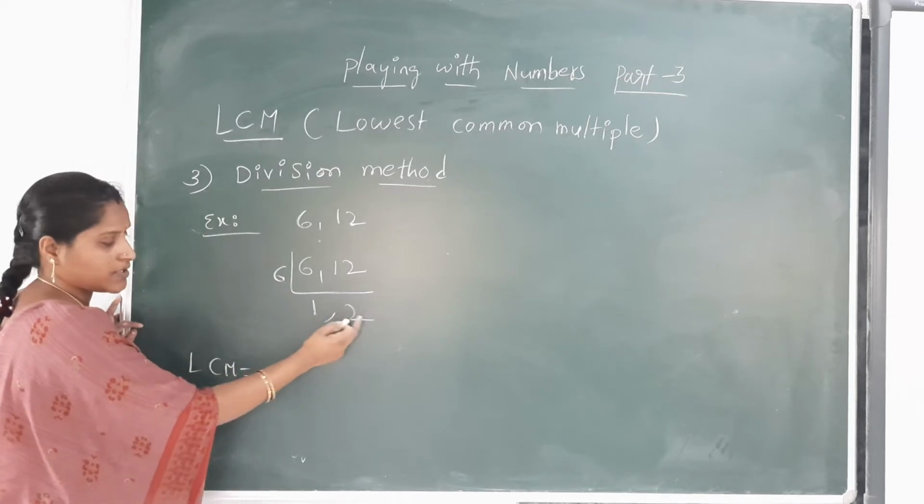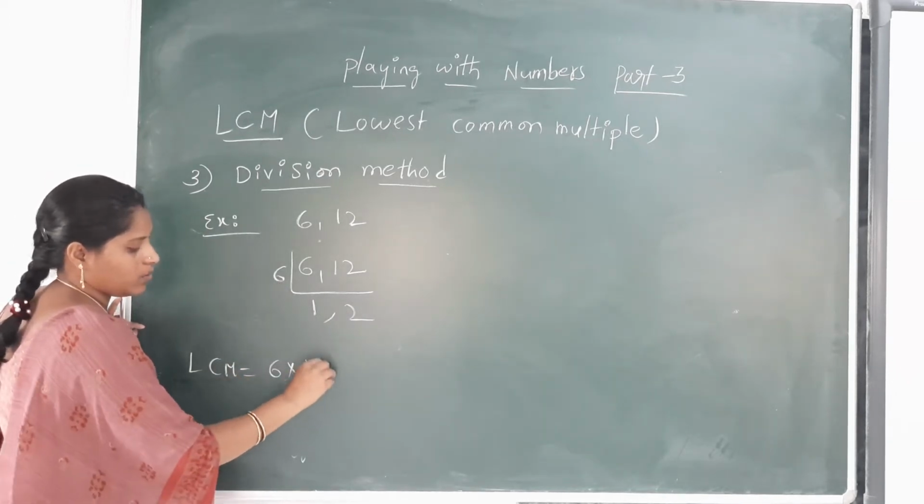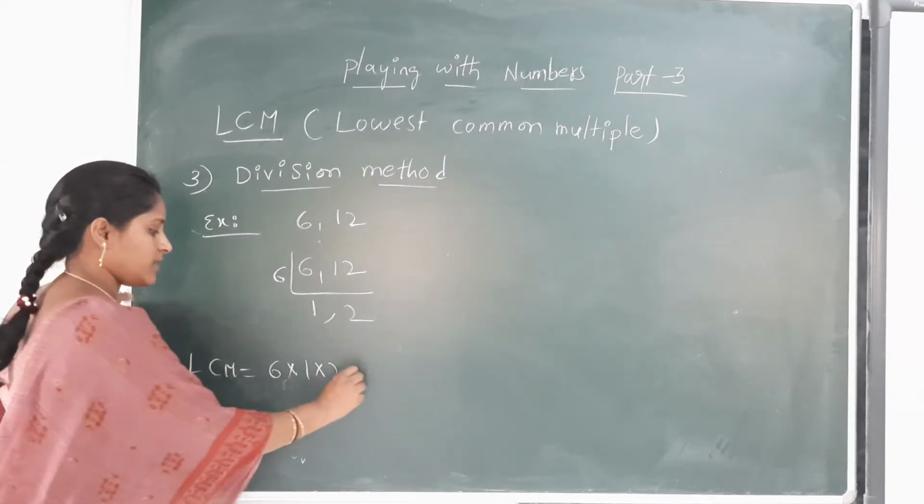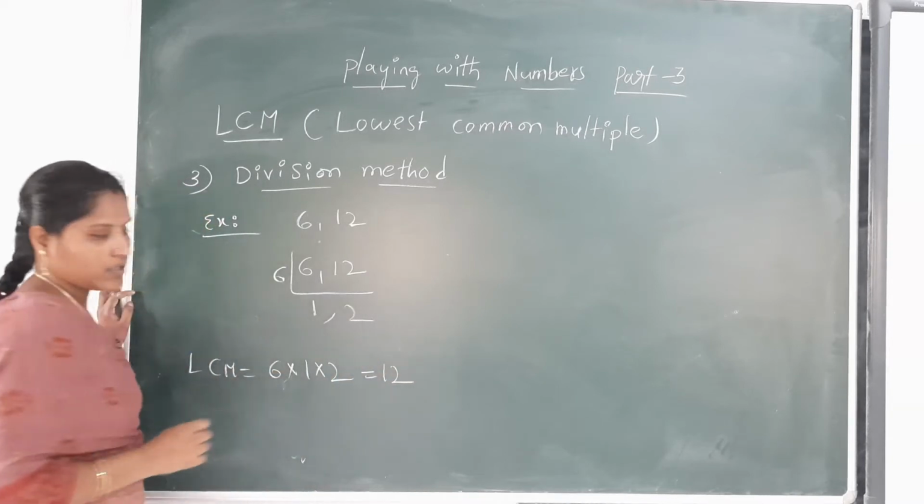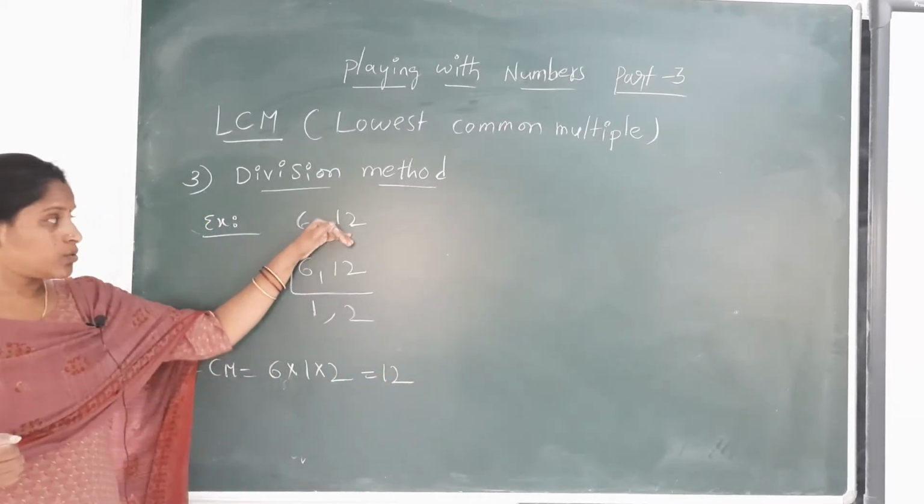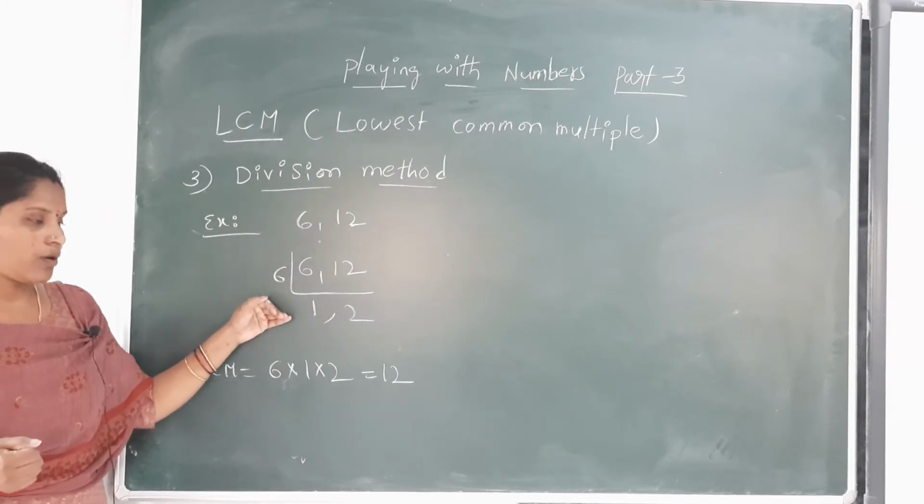What are the factors here? 6 into 1 into 2. 6 ones are 6 and 6 twos are 12. What is the LCM here? 12. In this division method we are going to find factors for two numbers at the same time, and in this method we have to use composite numbers also.